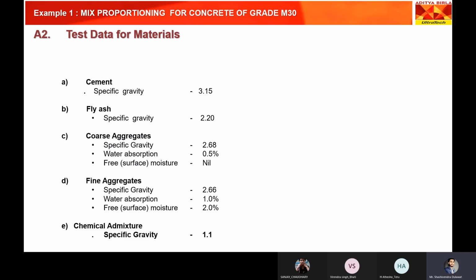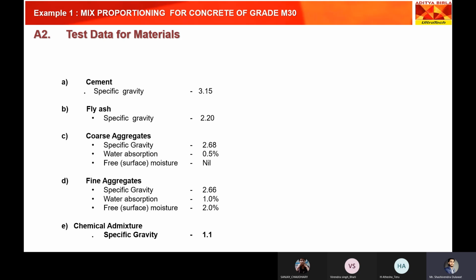Specific gravity is 2.68, and the water absorption value of coarse aggregate is 0.5, and the free surface moisture content is nil. And if we talk about the fine aggregate, the specific gravity of fine aggregate is 2.66, and water absorption value is 1%. The free surface moisture is 2%. Similarly, the chemical admixture specific gravity is 1.1.